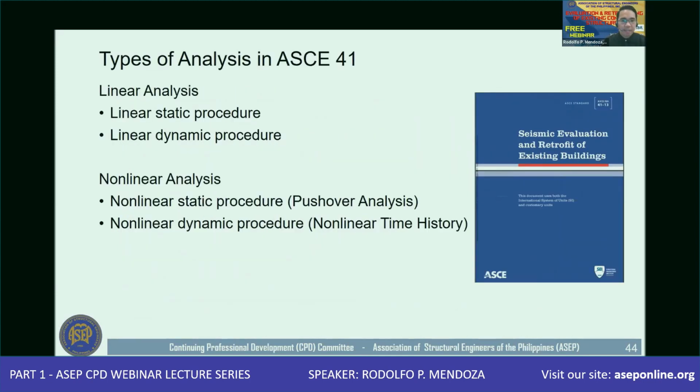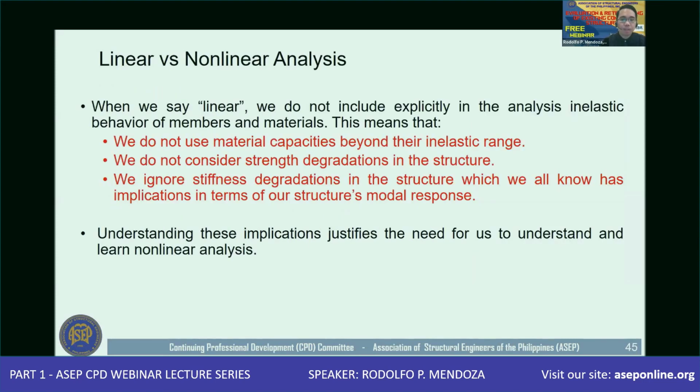Now, in terms of types of analysis, you can differentiate between linear and nonlinear analysis. Under linear, we have two: the linear static procedure and the linear dynamic procedure, which can be thought of as an equivalent static procedure and a response spectrum procedure. Then we have the nonlinear analysis, which is divided into nonlinear static analysis, or the pushover analysis, and the nonlinear time history analysis. So what to use, linear or nonlinear?